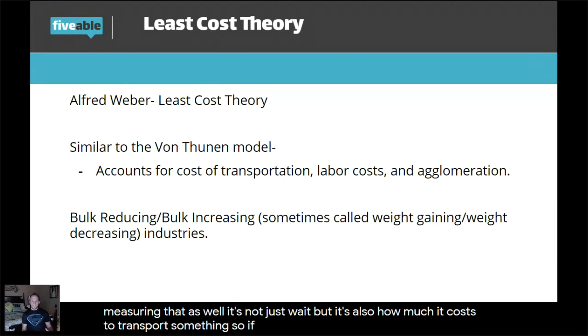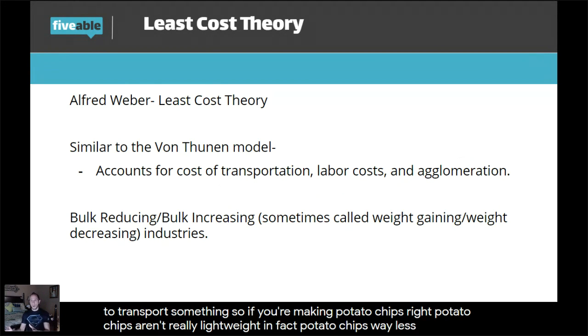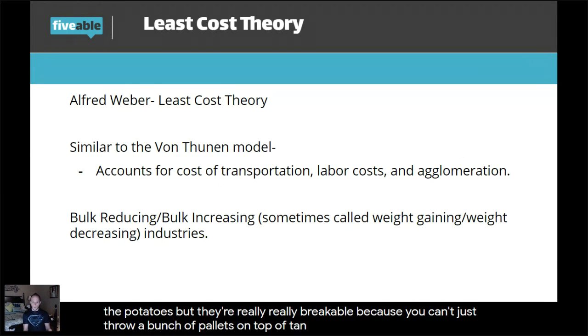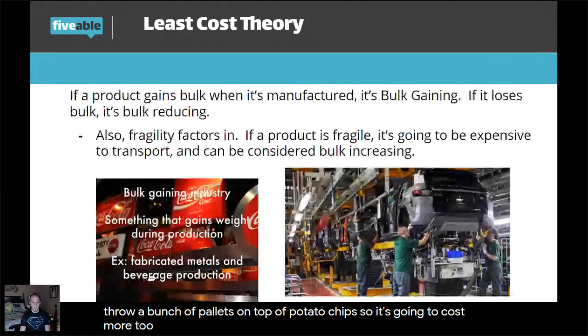So if you're making potato chips, right? Potato chips aren't really lightweight. In fact, potato chips weigh less than potatoes, but they're really, really breakable because you can't just throw a bunch of pallets on top of potato chips. So it's going to cost more to produce them, all right?